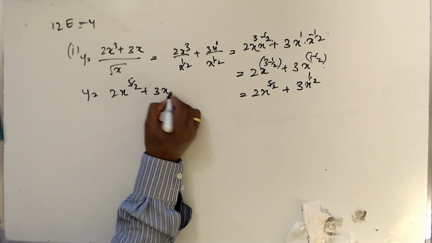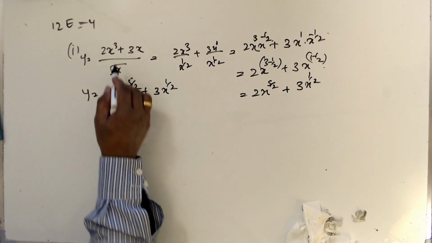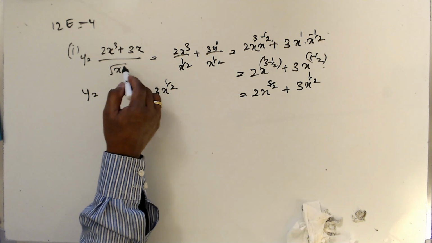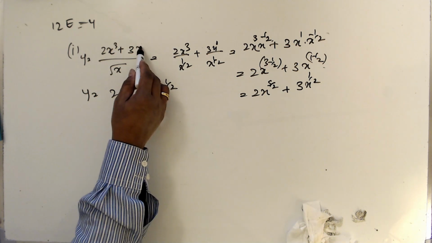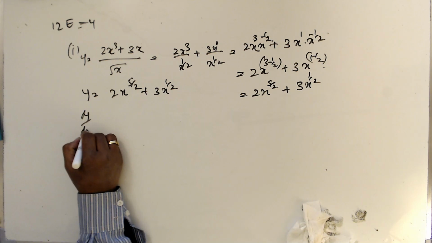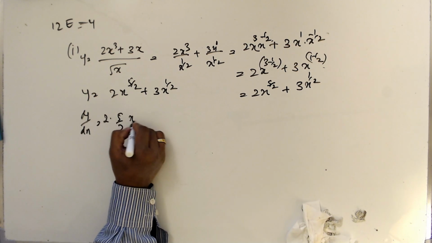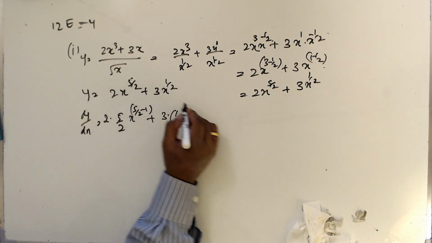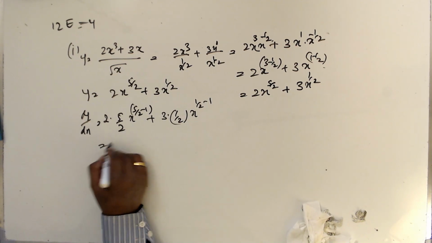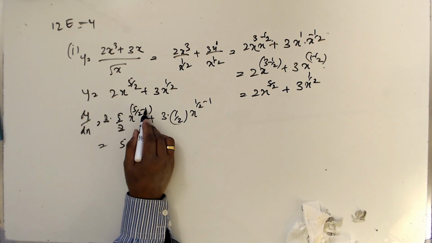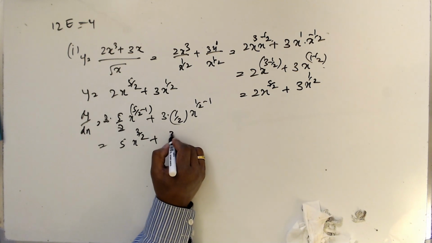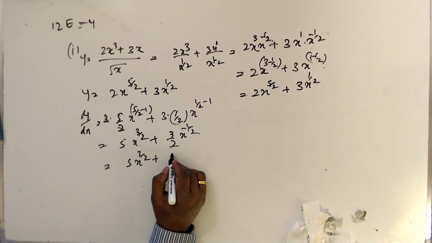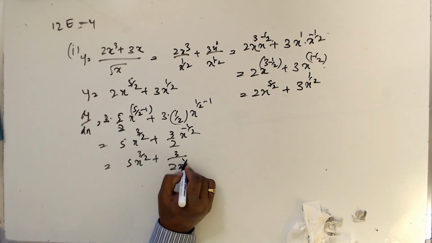plus 3x to the half. You can see that now this is 3, 3 take away 0.5 is 2.5. This is 1, 1 take away half is half. So dy over dx is 2 times 5 over 2 x to the 5 over 2 minus 1, plus 3 times half x to the half minus 1. So this cancels out. 5x to the 2 and half minus 1, 3 over 2. This is 3 over 2 x to the minus half. So 5x to the 3 over 2 plus 3 over 2 x to the minus half.